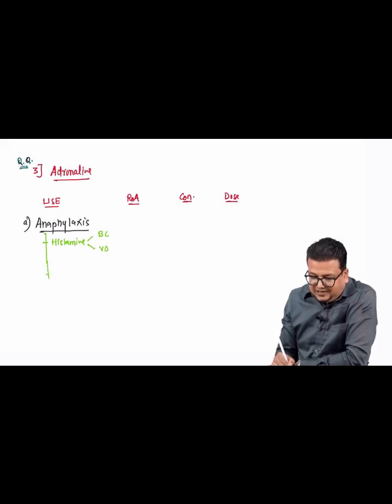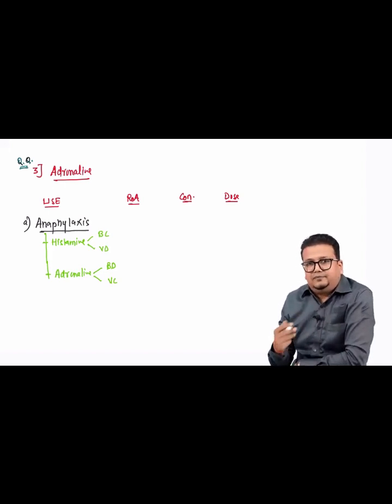What is the physiological antidote, physiological antagonist of histamine? Adrenaline. We will give this patient adrenaline. Why? Adrenaline, by acting on beta 2, will cause bronchodilation, and by acting on alpha 1, it can cause vasoconstriction. So in lung it will cause bronchodilation, it can also cause vasoconstriction. So it's called a physiological antagonist of histamine.